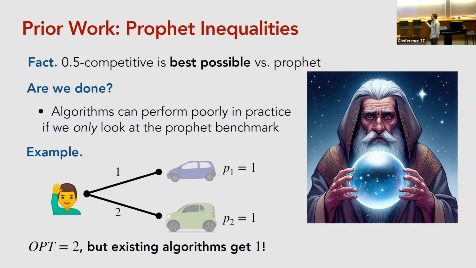So I have this really simple toy example where there's an agent adjacent to 2 cars arriving with probability 1, and the weights on the edges are 1 and 2. So clearly you want to wait for the second car and generate reward 2. Surprisingly, existing algorithms might match the first edge because it's still getting half of the prophet benchmark. But it suggests that maybe there's more to be done for this problem.